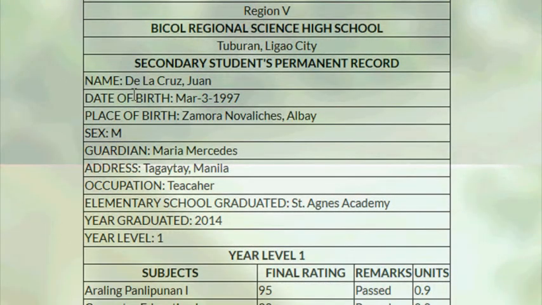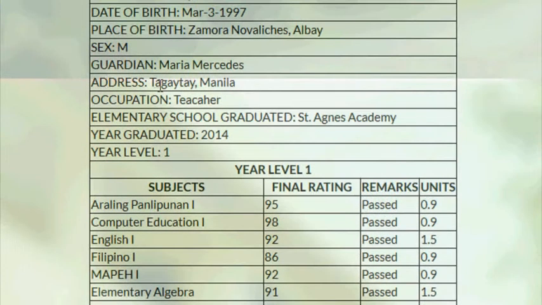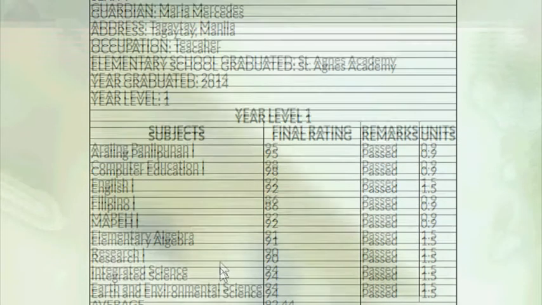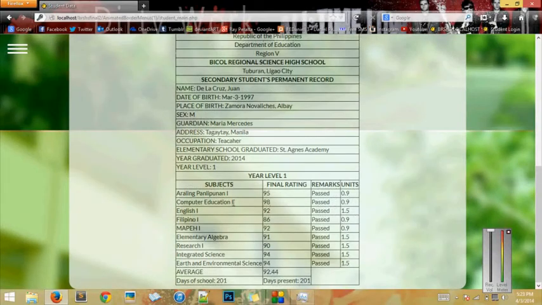Now, Republic of the Philippines, Department of Education, Region 5, BRSHS students. My name is Juan de la Cruz. I was born on March 3, 1997 at Zamora na Villages, Albay. My guardian, and etc. etc. On my first year, since I'm just a first year student and I have been enrolled on BRSHS from 2013, my grades are as follows: 95, 98, 90.